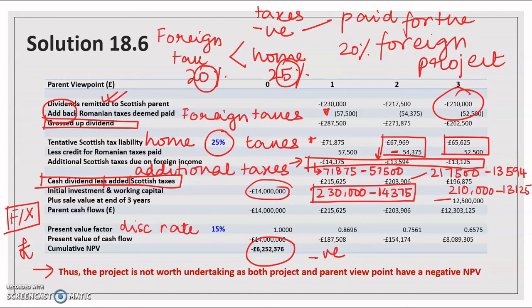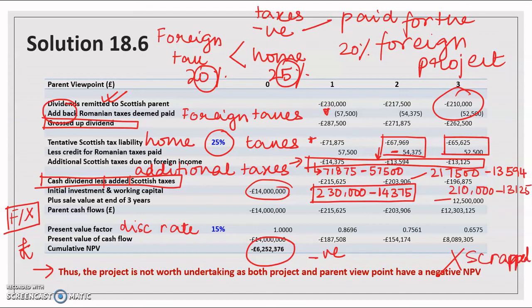You can again calculate the present value discount rate or just write it down as is from your project viewpoint to save time. Find the PV and add it all up to get your NPV. The conclusion indicates that both the project and the parent viewpoint have a negative NPV, hence this project needs to be scrapped.